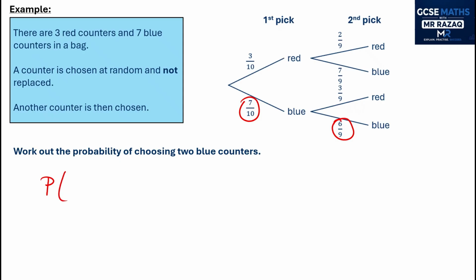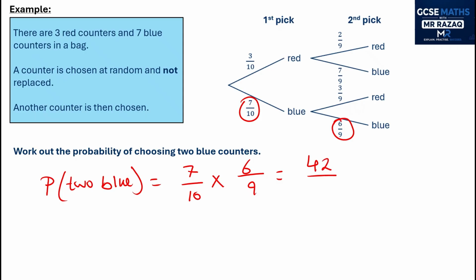So the probability of 2 blue counters is equal to 7 out of 10 multiplied by 6 out of 9. 7 times 6 is equal to 42. And 10 times 9 is equal to 90. And you can leave your answer like this because in probability, you do not need to simplify.